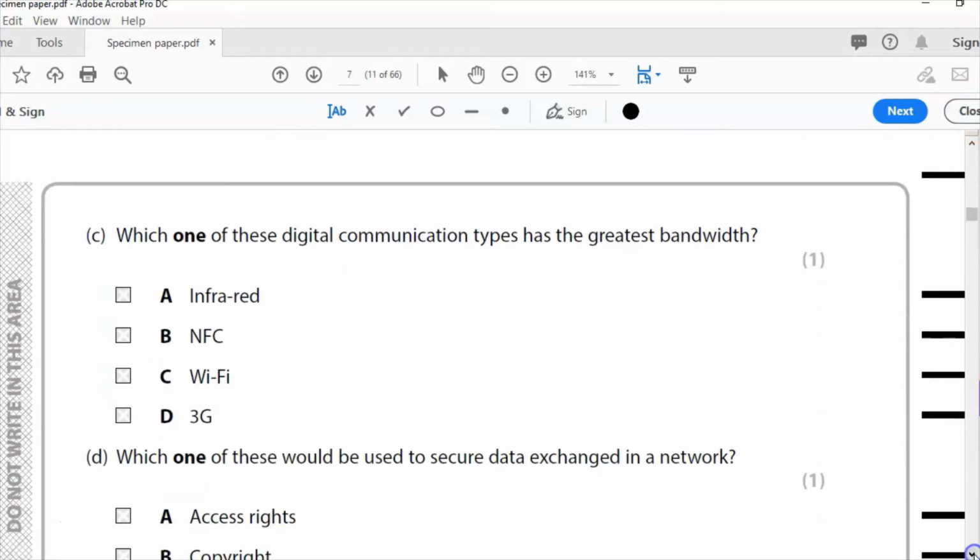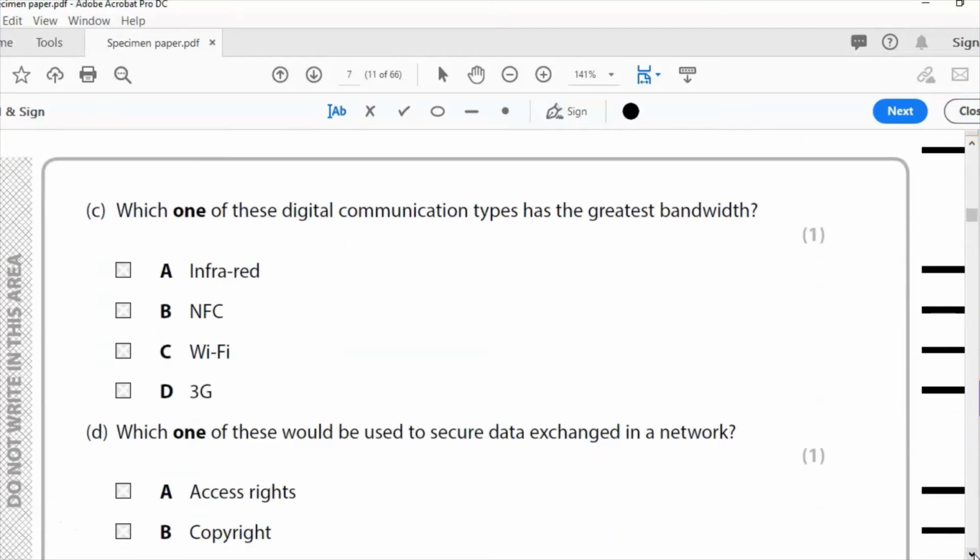Scrolling down now to C. Which one of these digital communications has the greatest bandwidth? Infrared, NFC, near field communication, Wi-Fi, or 3G? The answer here is C, Wi-Fi. It's always going to have the greatest bandwidth, far greater than 3G.